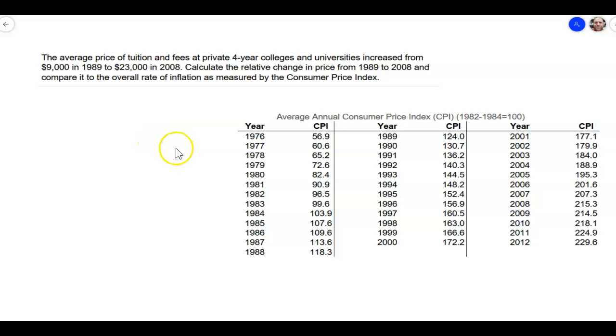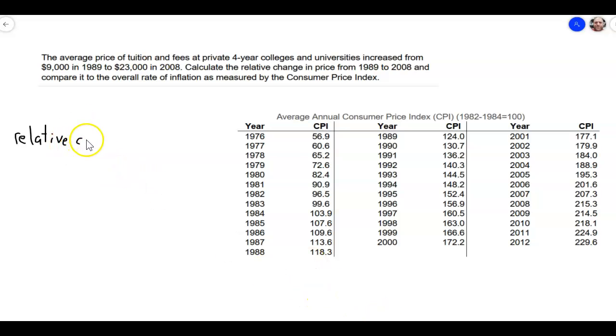So remember, when we're trying to find the relative change in price, we're going to be using the formula, which is the absolute change divided by the reference value. And the absolute change is the new value minus the reference value. We're going to be using this essential formula for both of these.